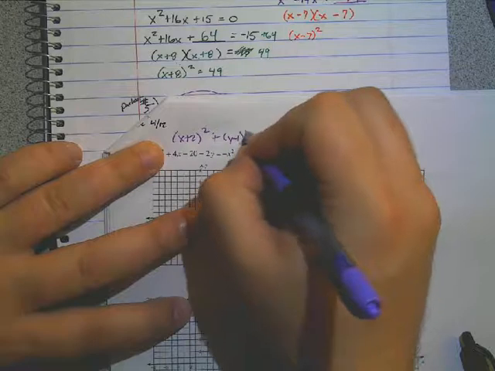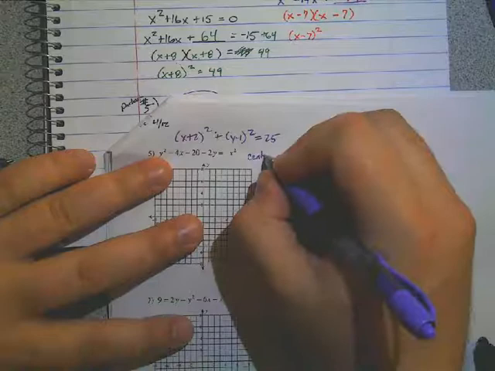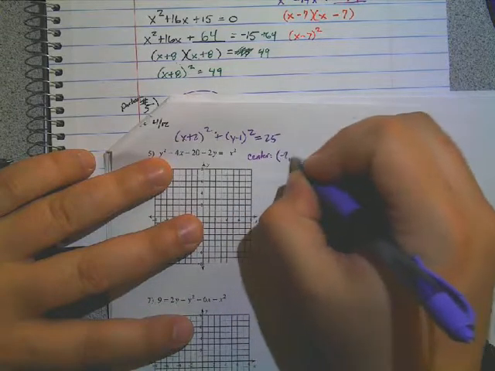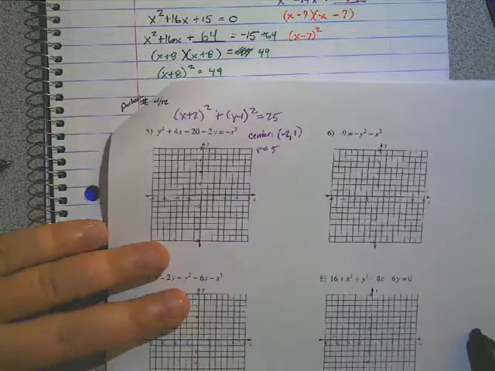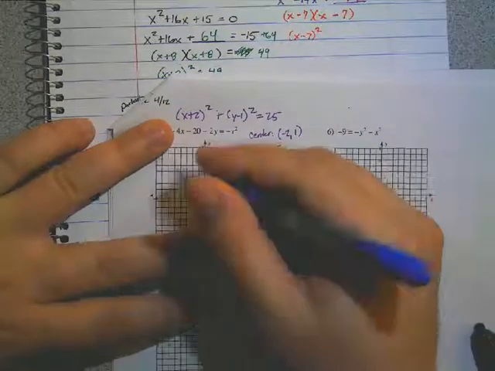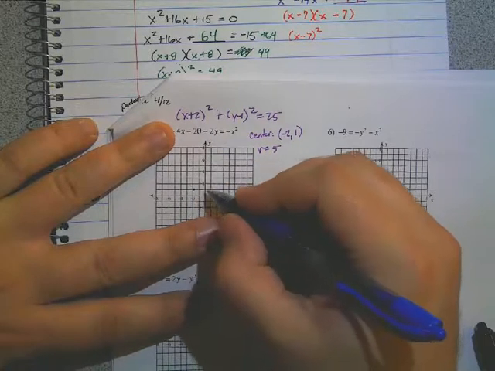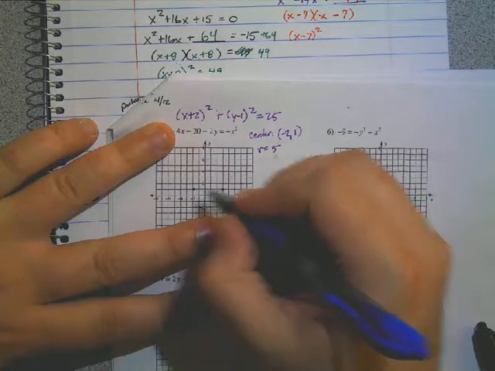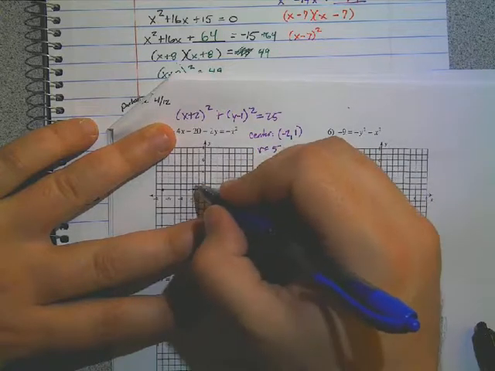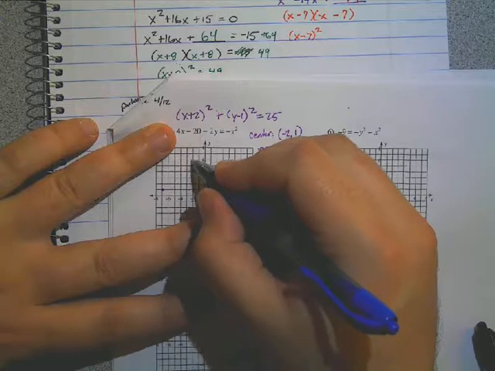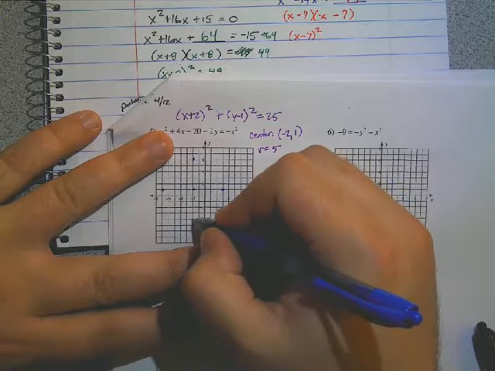Okay. Now, one more step that you have to do here. I'm going to rewrite this one on the page so we can see it. This is going to be x plus 2 quantity squared plus y minus 1 quantity squared equals 25. And we said that the center is the point negative 2 comma 1, and the radius is equal to 5. So let's go ahead and plot negative 2 comma 1, back 2, up 1, on the very last page.